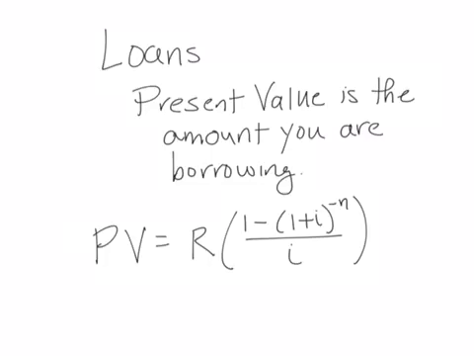When we talk about loans, we talk about the present value, and the present value is the amount that you are borrowing. The formula is that the present value, the amount you're borrowing, is going to be paid back, and R is going to be your payment. Normally that's a monthly payment on a loan.